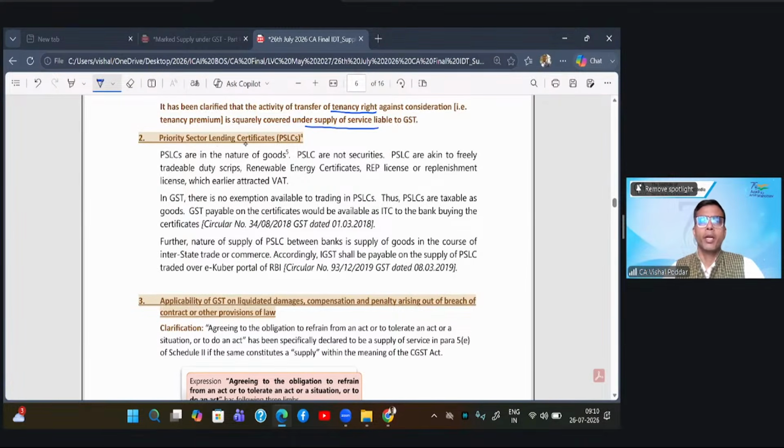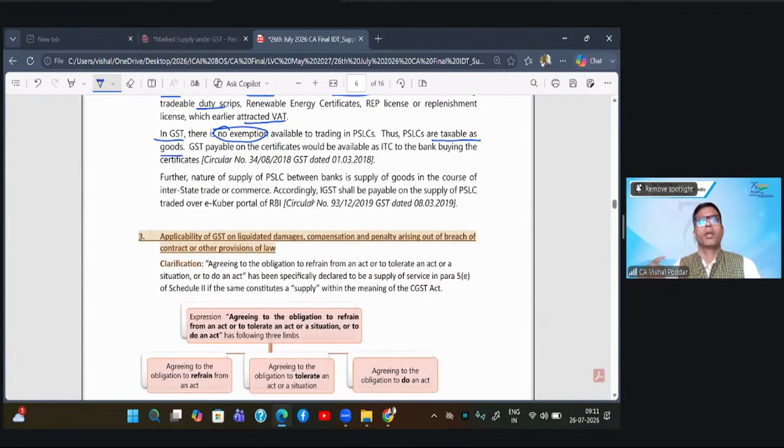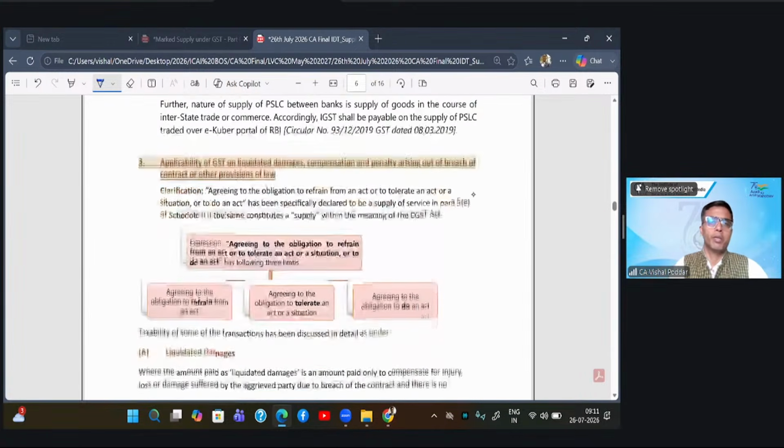Next, priority lending certificates. They are in the nature of goods. Further, it is clarified that they are not to be treated as securities and they are freely transferable duty scrips. So renewable energy certificates, REP license, etc. All these earlier attracted VAT. Now in GST, there is no exemption available to them, and that is why they are taxable as goods. So the most important thing is that they are not to be treated as securities, and secondly, they are to be treated as goods. Further, the supply of PLC between banks is a supply of goods in the course of interstate trade. Accordingly, IGST is payable. That is okay.